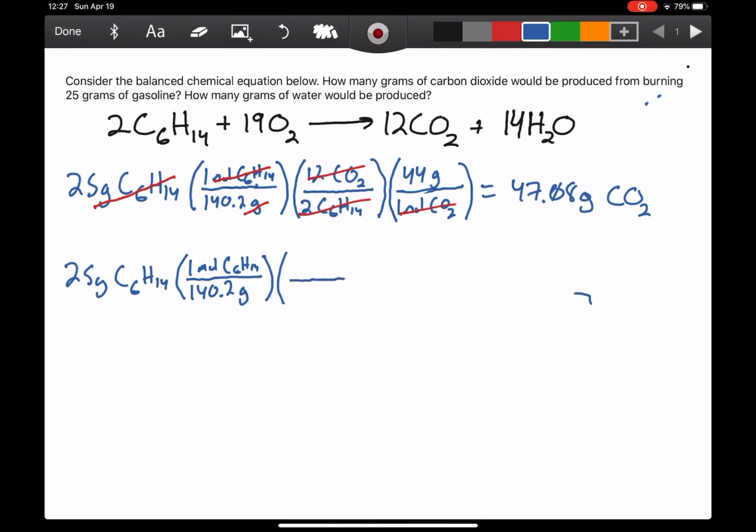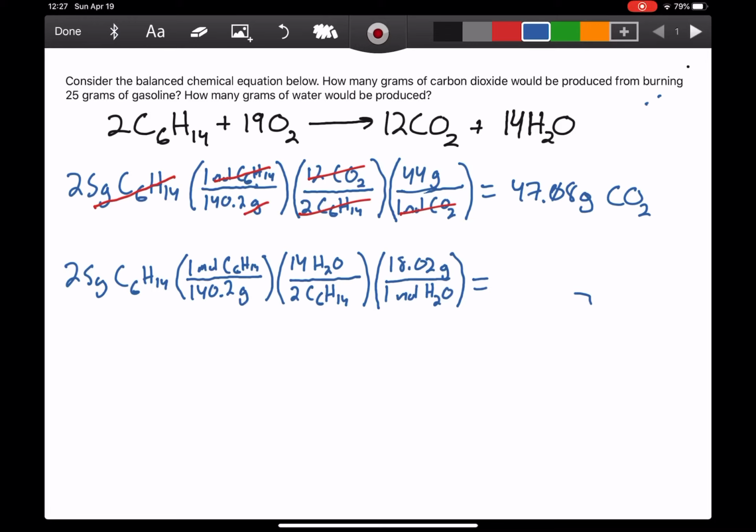And now this time we're converting from moles of gas to moles of water. So from our balanced chemical equation, we see that for every 2 moles of gas, we produce 14 moles of water. So therefore we're going to put 2 moles of gas on the bottom, 14 moles of water on the top. And now 1 mole of water is equal to 18.02 grams of water.